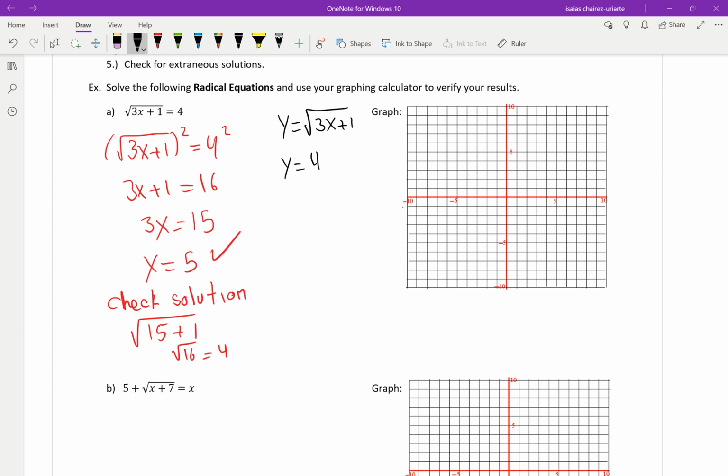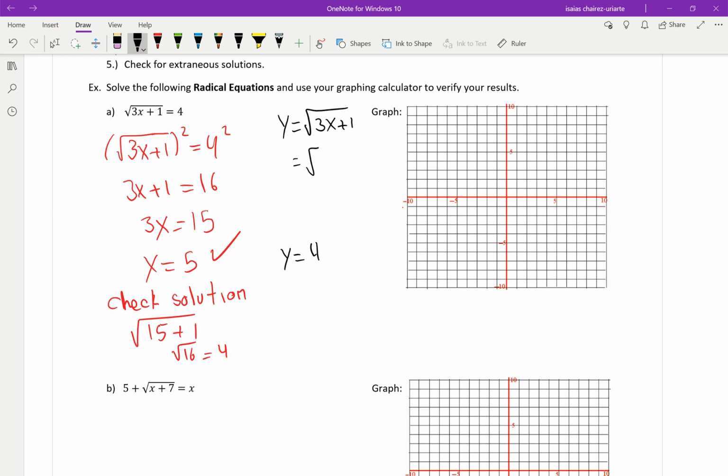In order to graph the top one, you might need a calculator, or you might need to know about, if you remember, we talked about transformations of functions. That was, I think, in chapter 2. We have to identify the parent function, which in this case is the square root of x, and then identify any transformations that could have happened to the square root of x.